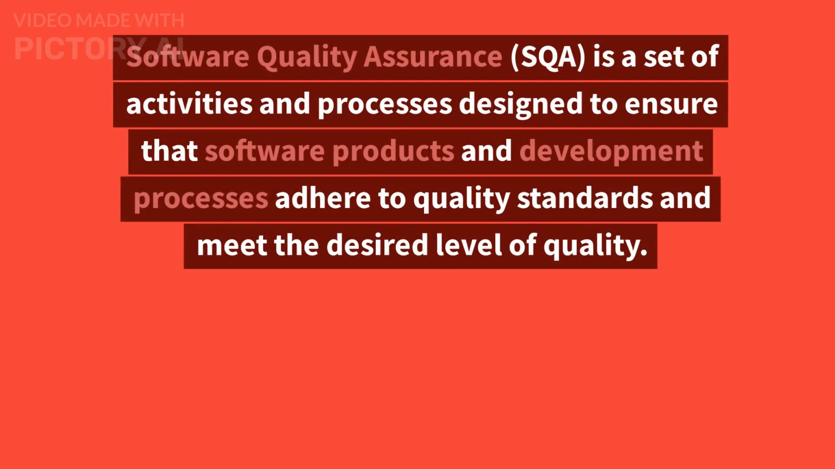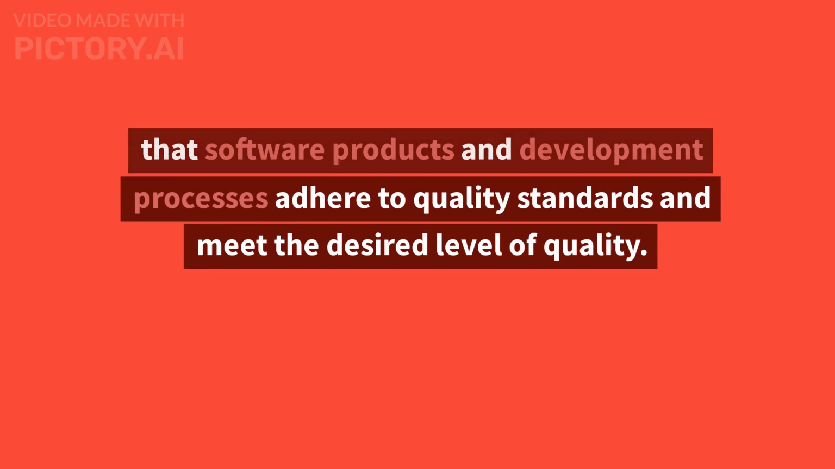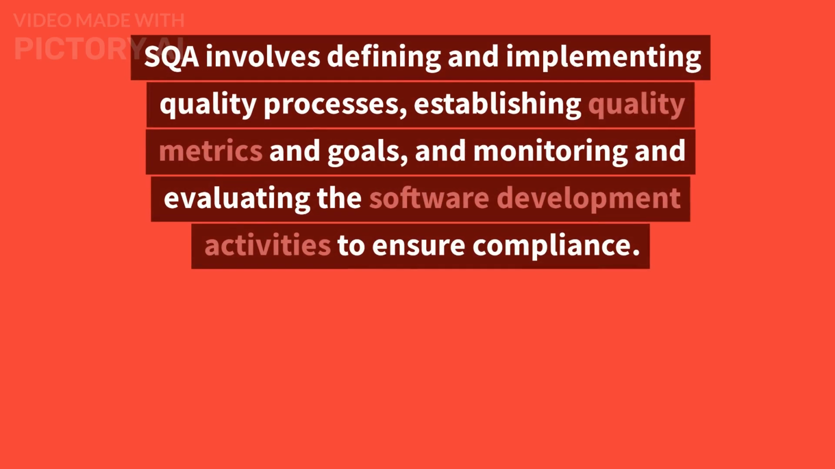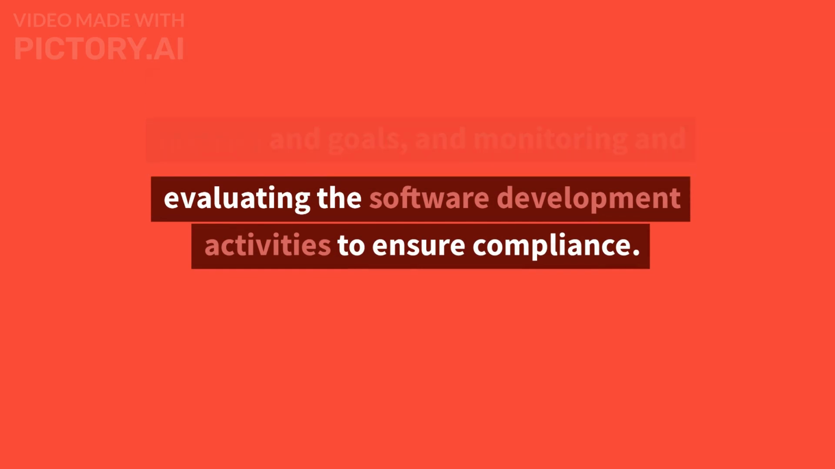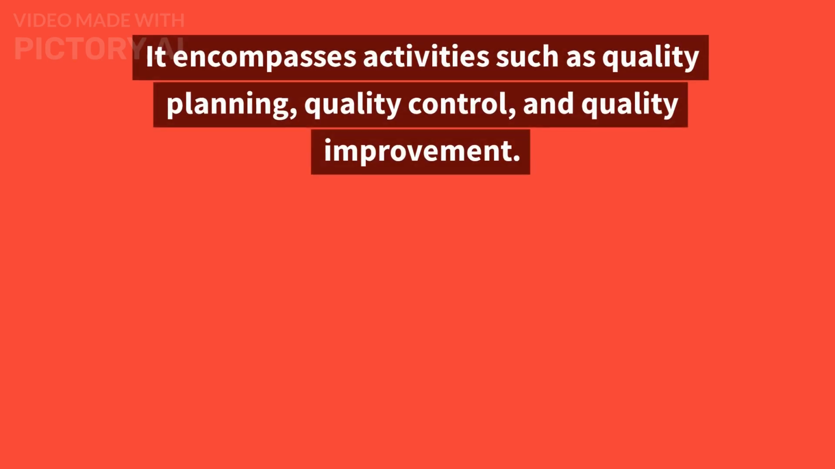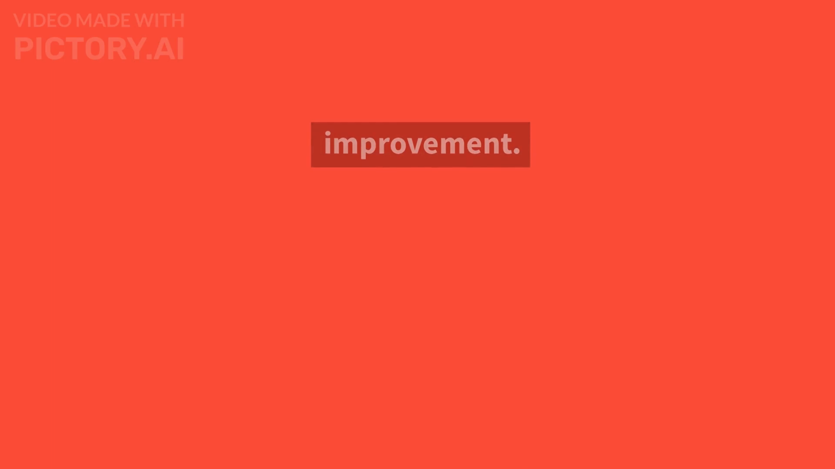C. Software quality assurance. Software quality assurance, SQA, is a set of activities and processes designed to ensure that software products and development processes adhere to quality standards and meet the desired level of quality. SQA involves defining and implementing quality processes, establishing quality metrics and goals, and monitoring and evaluating the software development activities to ensure compliance. It encompasses activities such as quality planning, quality control, and quality improvement.